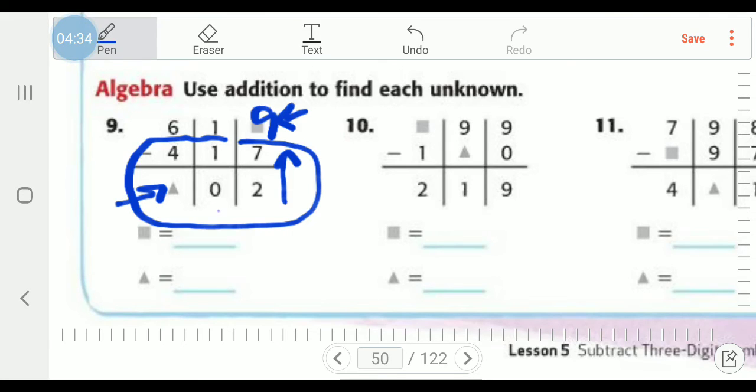Remember, we've got 0 plus 1. Hey, it does equal 1. So the question is, what number plus 4 equals 6? Well, 2 plus 4 equals 6. So my two missing unknowns, the square is a 9, and the triangle is a 2.